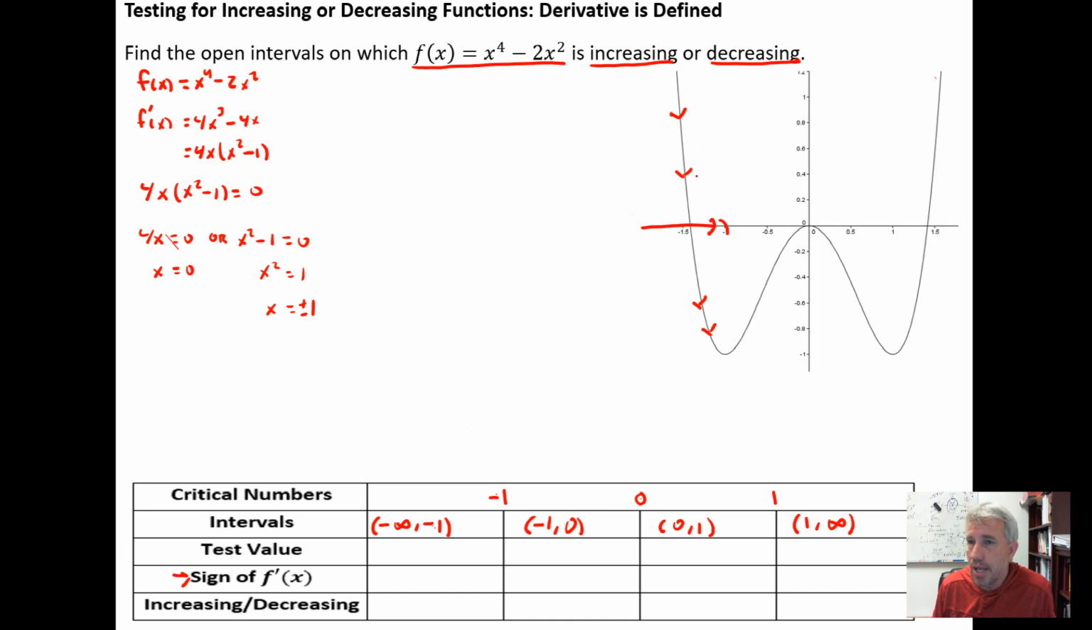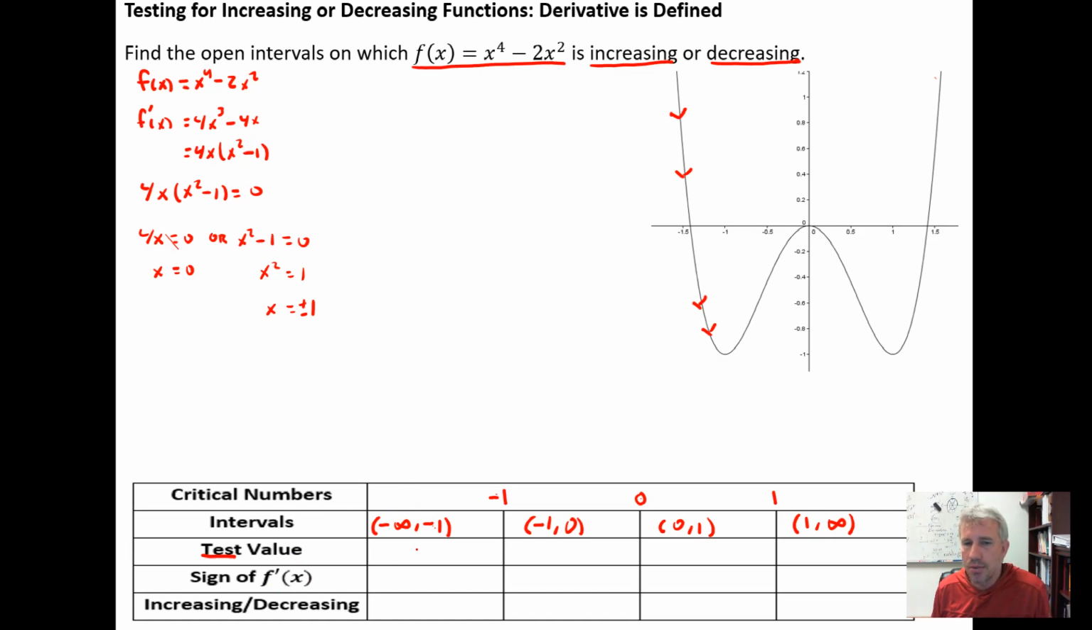Is the derivative negative? If the derivative's negative, the rate of change of the function is negative, which means the function will be decreasing in output values. If the derivative's positive, the function will be increasing in value because the rate of change will be positive. So what we need is a test value to plug into the derivative. We need any number on the interval from negative infinity to negative 1 that we can plug into the derivative and see if that test number gives us a positive or negative output.